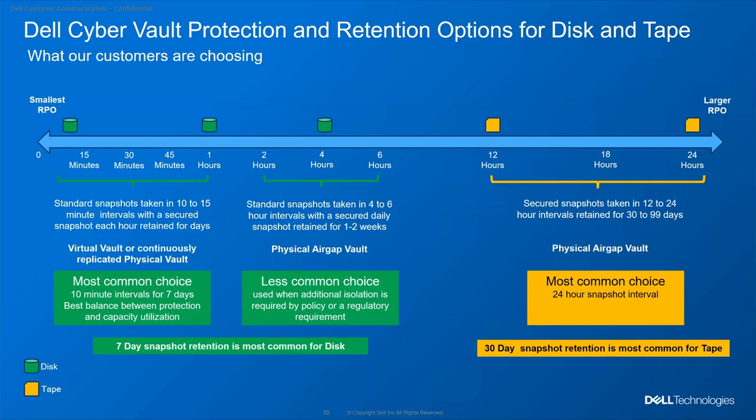Now, in our disk library for mainframe solution on the tape side, we see customers taking snaps in 12 to 24 hour intervals of their tape environment and keeping those for anywhere from 30 to up to 100 days. Most commonly, it's a 24-hour interval. So the retention periods are longer in tape. 30 days is common, and the frequency is much more coarse, typically at 24 hours.